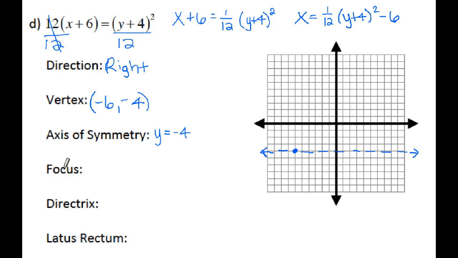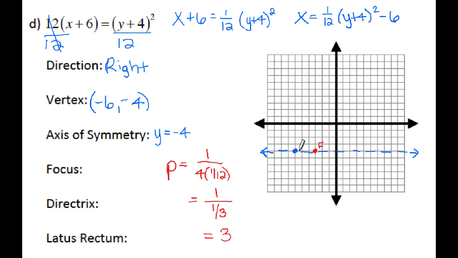And then to figure out my focus and my directrix, I need to solve for p. P is 1 over 4a, which gives me 1 over 4/12, which is the same thing as 1/3. So p in this case is going to be 3 units. So starting at my vertex, I'm going to move to the right 3 units, and then that is where my focus is going to be.